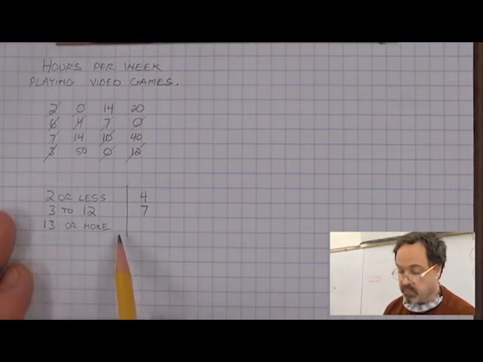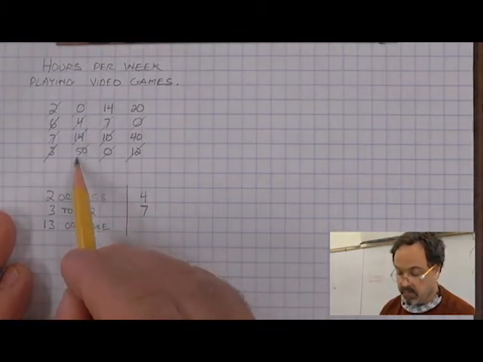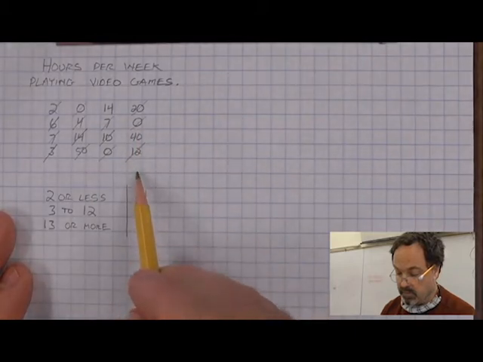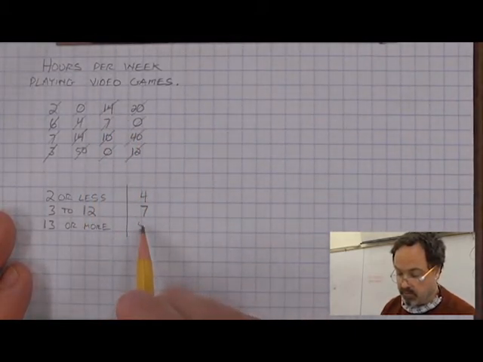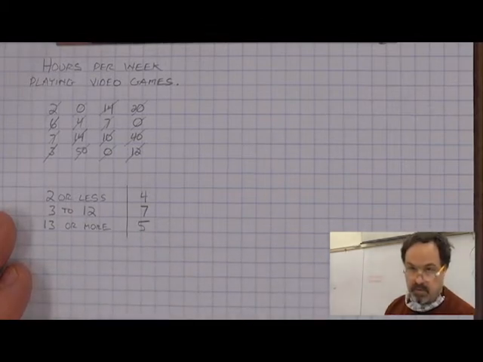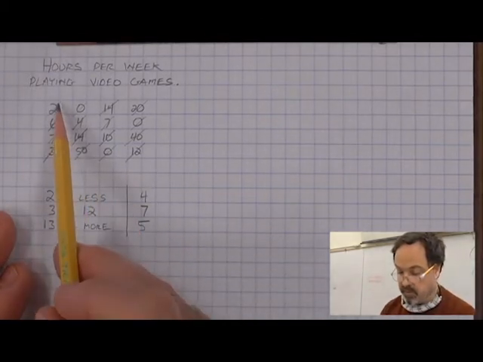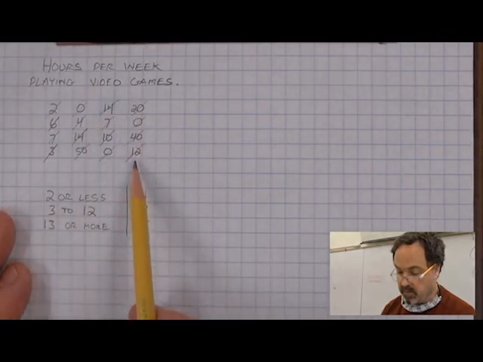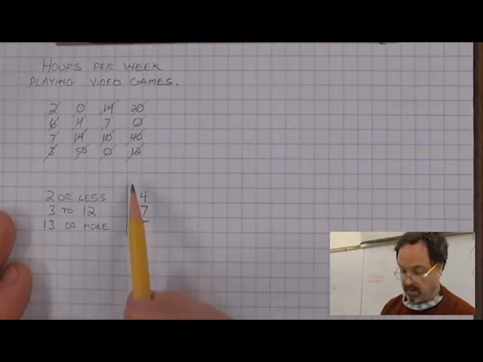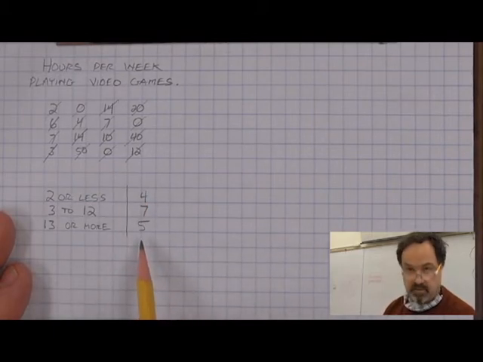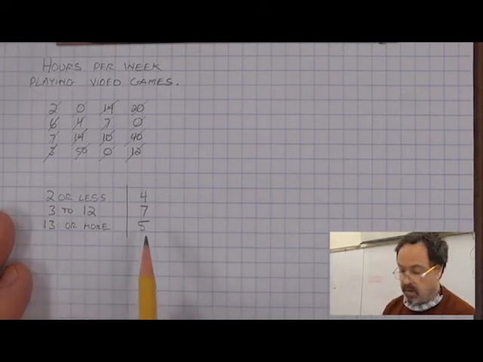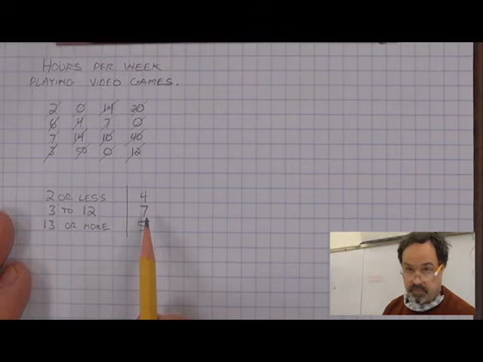13 or more hours played, the 14, the 50, the 20, another 14, and a 40. Makes a total of 5 people that responded that way. It's a good habit to check to see if we've got all of them. I've crossed them out so that I'm making a record of the ones that I've counted. And if there are 16 responses, then I should be able to add these together and get 16, and I do. How many responses that we have is important to a pie chart.